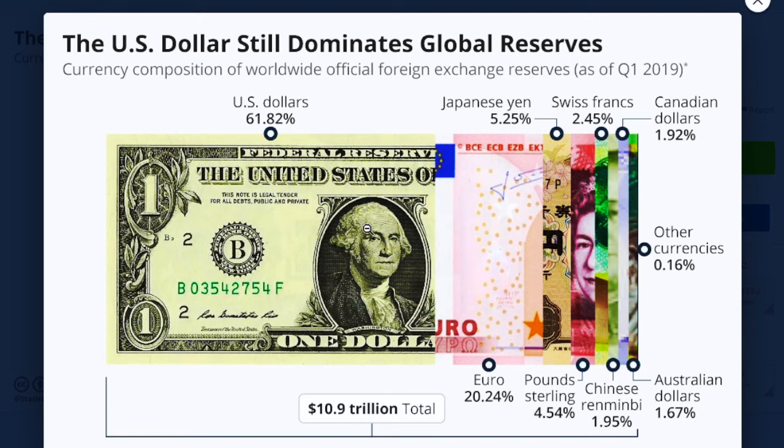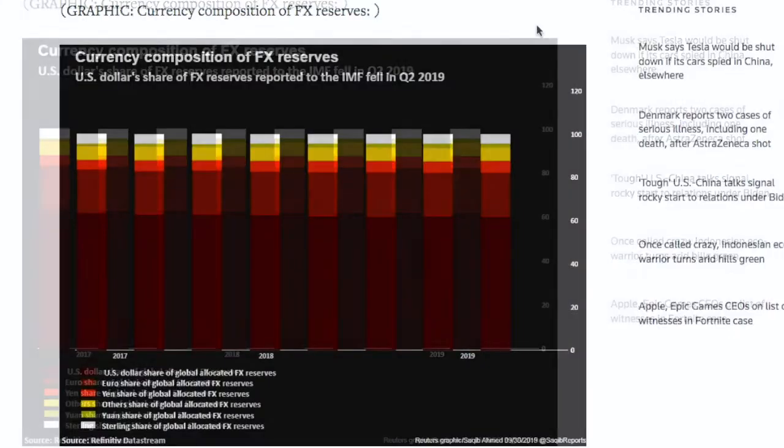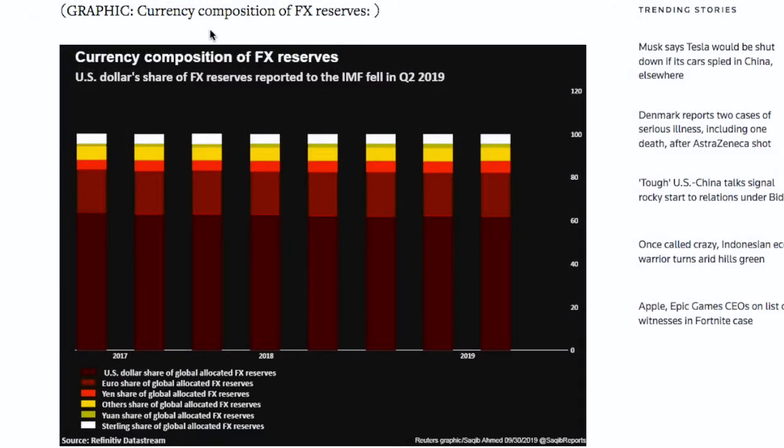So 62% of world reserves are held in US dollars. Then you have the euro here, 20%. We'll just call it 20%. Then it goes to the yen, 5%. After that, we're at sterling pounds, so 4.54. Then I guess we're back up to the top here: Swiss franc 2, Chinese renminbi 1.9, Canadian dollars, Australian dollars. So, okay, interesting. Similar thing, this is a graphic of currency composition of FX reserves, so foreign exchange reserves.